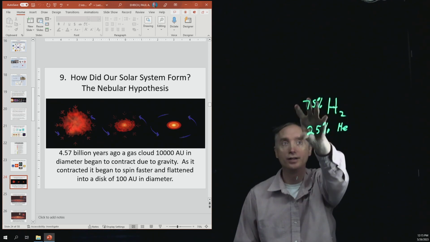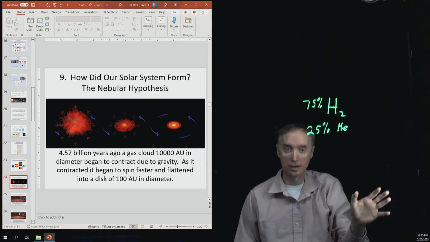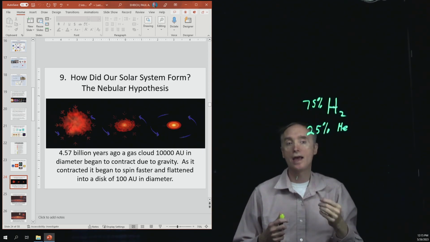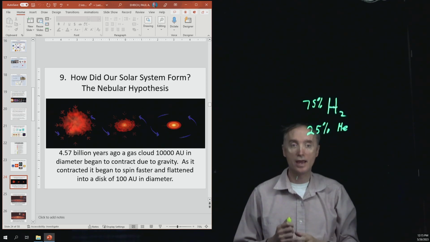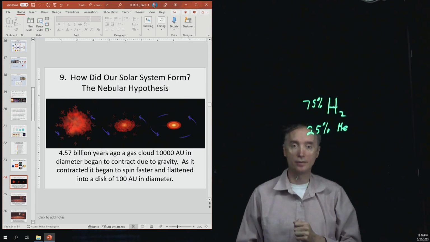But it was roughly 99% gas with about 1% everything else. And that 1% would have included these ices and dust. And the dust would have been composed of silicon compounds and iron compounds. So that's what the original gas cloud would have been composed of. All right, so now this thing is going to start to collapse.